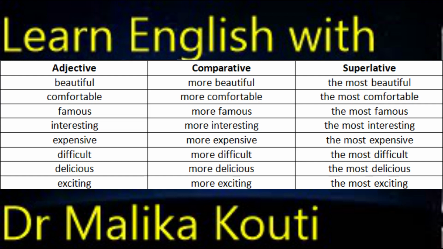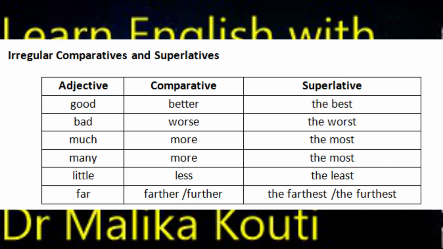Expensive, more expensive, the most expensive. Difficult, more difficult, the most difficult. Delicious, more delicious, the most delicious. Exciting, more exciting, the most exciting. Good. Now, let's move to irregular comparatives and superlatives.